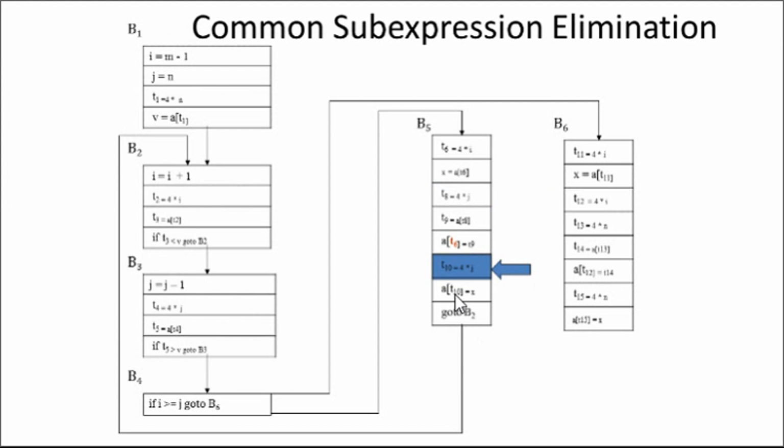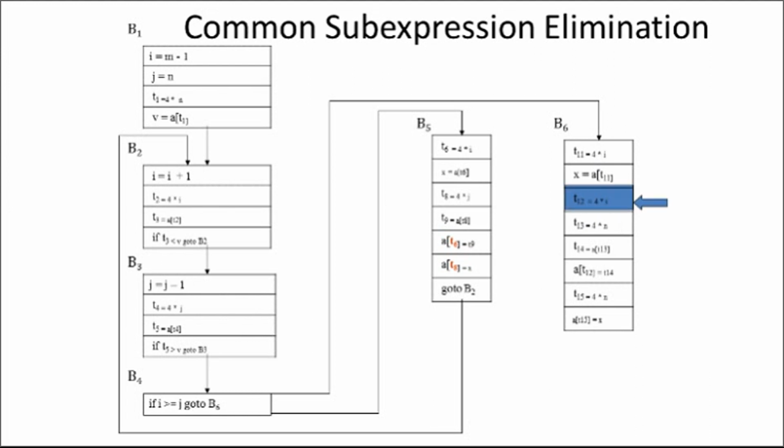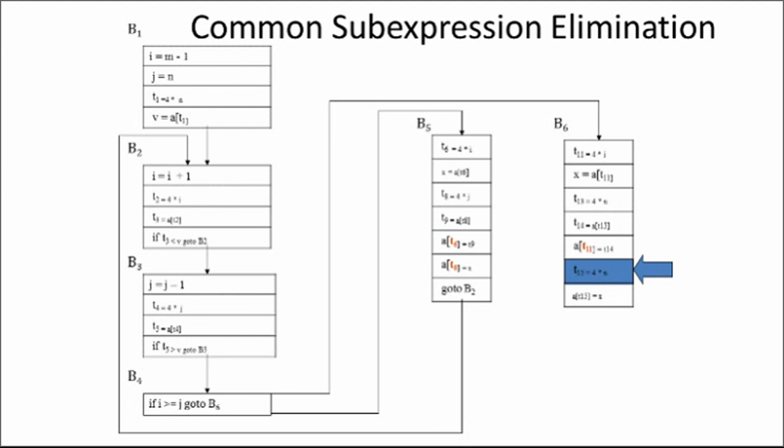Now again, if you have observed, t10 = 4 * j, and again here t8 = 4 * j, so there is no use computing t10. That's why t10 will be replaced with t8, and t10 = 4 * j has been removed. Now let me go to the next block. In this block, you have identified t11 = 4 * i and t12 = 4 * i. Let us remove t12 and replace it with t11. Similarly, in this case, the t15.